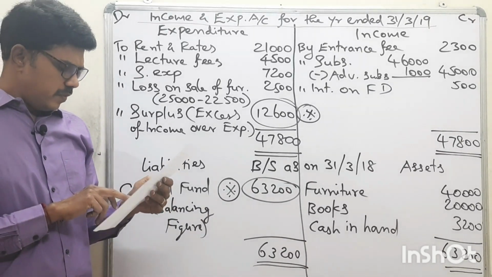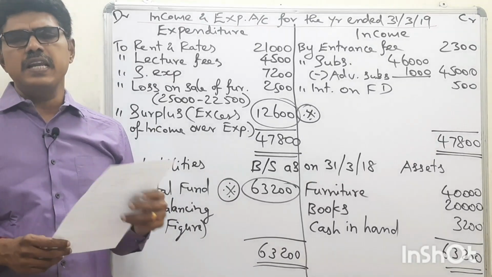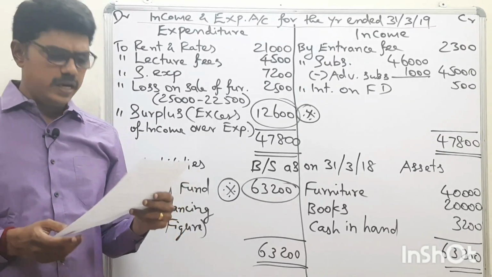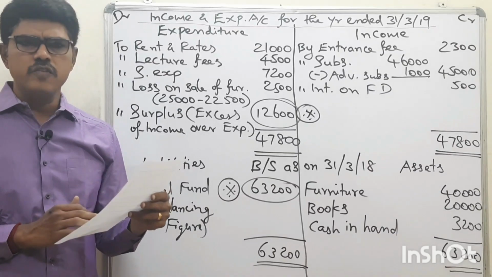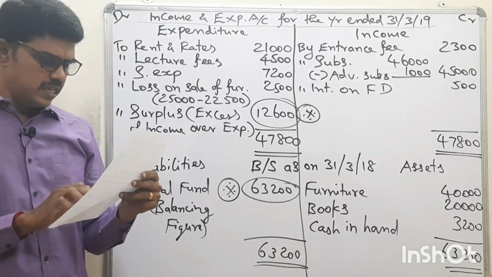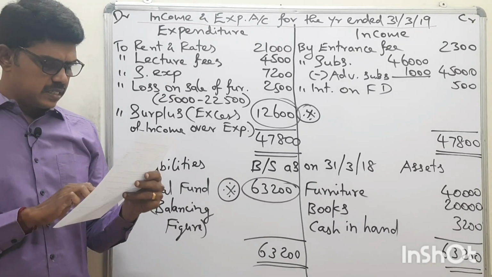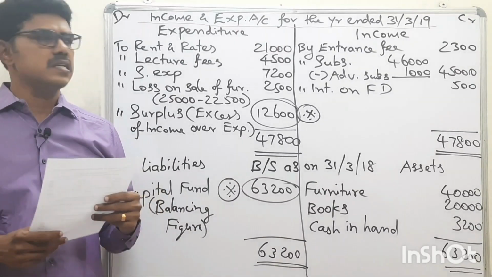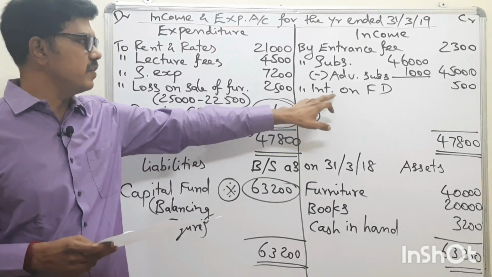Then, life membership fee is a lump sum amount, as I already explained. It is a lump sum amount received from each member joining the club. Only a one-time receipt. This will be treated as a liability. Interest received on fixed deposit. Interest on FD is an income.